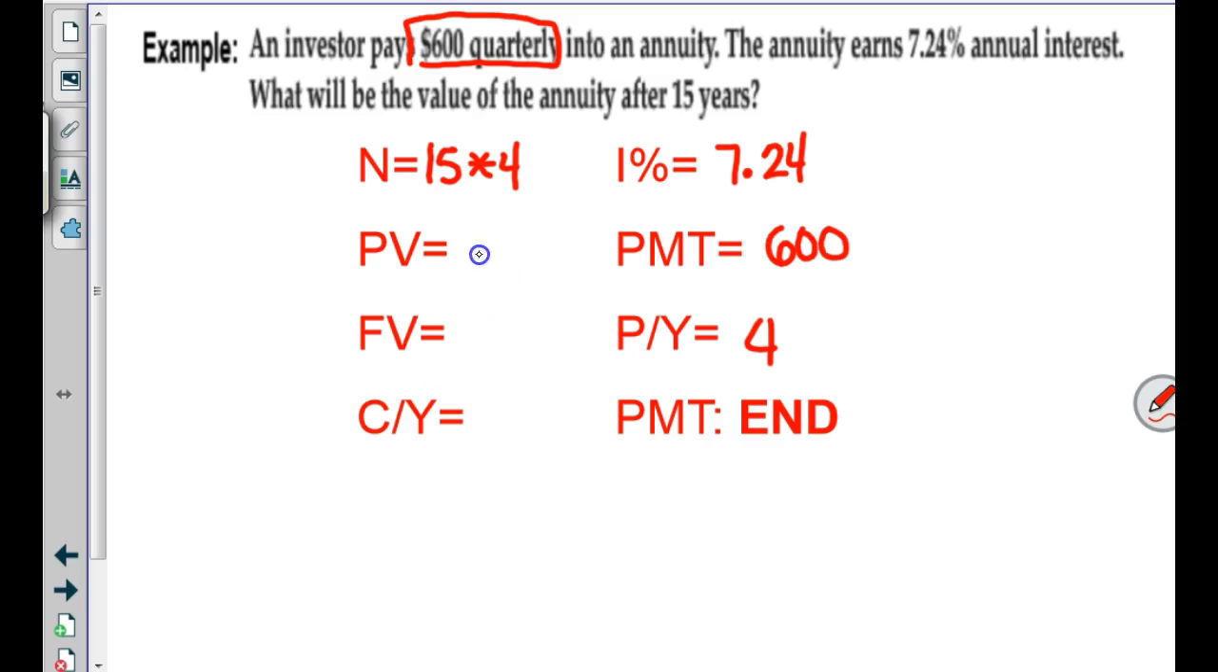The present value, they're starting with nothing in their account, and we want to know the future value. So this is where we're going to put our cursor and tell it to solve in a minute. Compoundings per year is a little vague on this question. I'm going to go with 4. Every time they make a payment, they compound the interest. It defaults to that. I think you can override it, but it defaults to whatever you put in for payment. It changes the compoundings to the same.